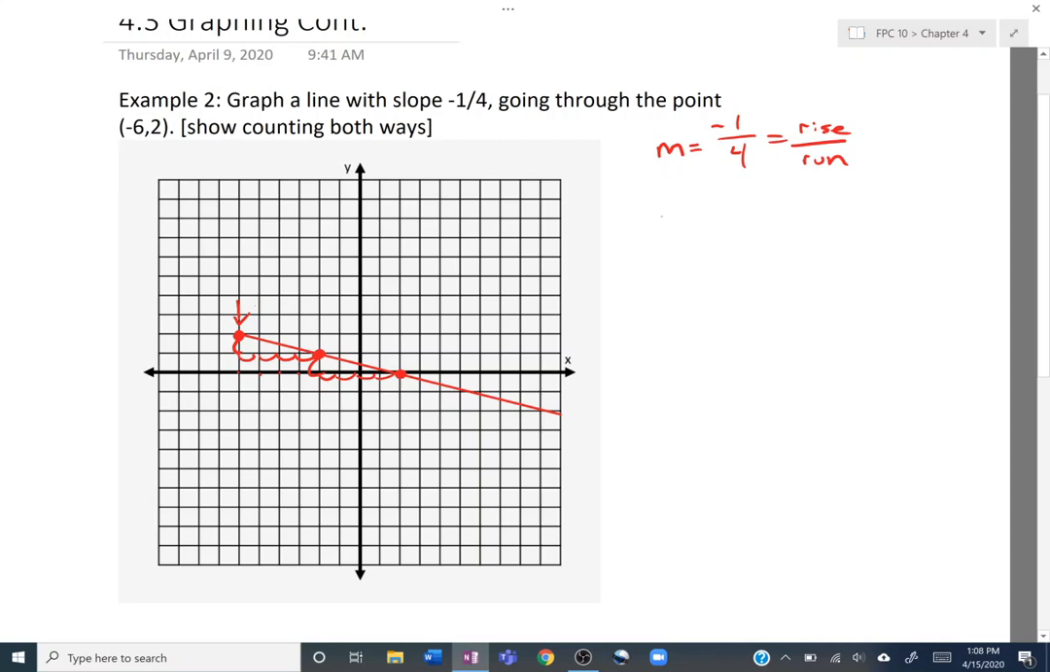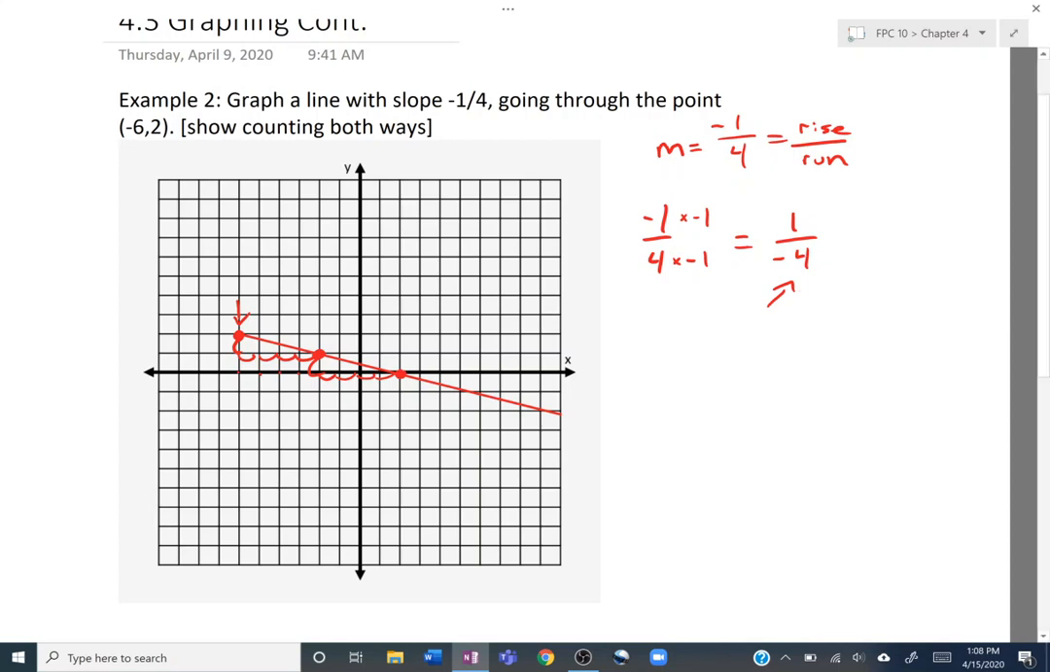Now, if we look at a fraction, it's always the same if we multiply the top by a number and the bottom by the same number. So I'm going to see what happens if I multiply the top and the bottom by -1. -1 times 1 is a +1, and 4 times -1 is a -4. So -1/4 is the same as 1/-4. So if I want to use this as my slope, so this is counting the other way, I can use this too, and I should get points that still end up on this line.